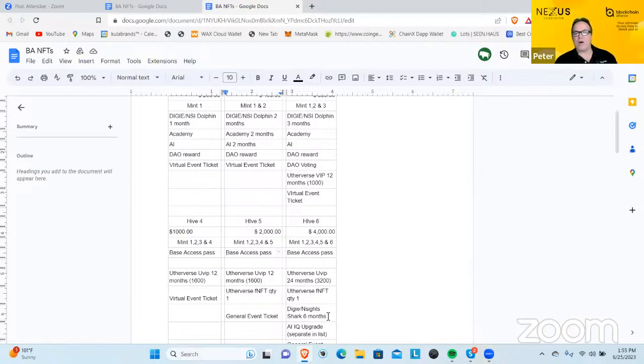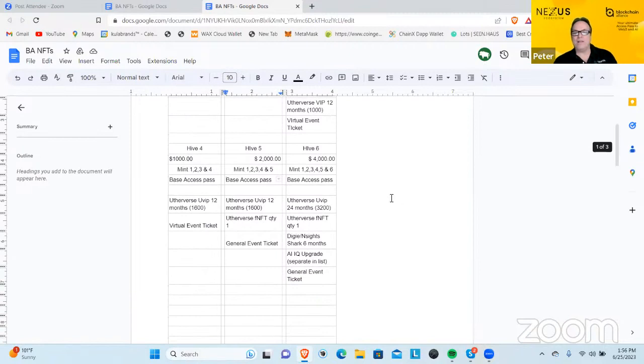You're also going to now, instead of getting Digi Dolphin, all of your Digi and NSI are upgraded to Shark, okay? So you're getting it up the shark level, which means you're able to do more. You're also going to get an upgraded AI, okay? This upgraded AI will have more capabilities. If you have a business or maybe you're building a network, this might be something that you'll want. We'll have more details soon on this over the next week or so. And then you're also getting a general event ticket.